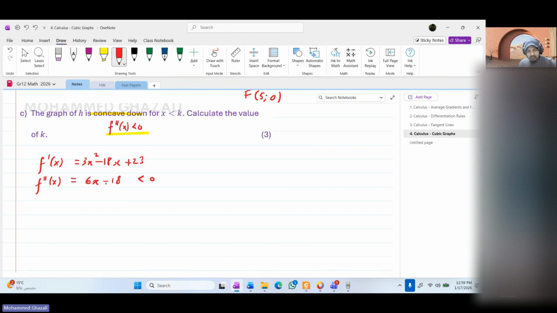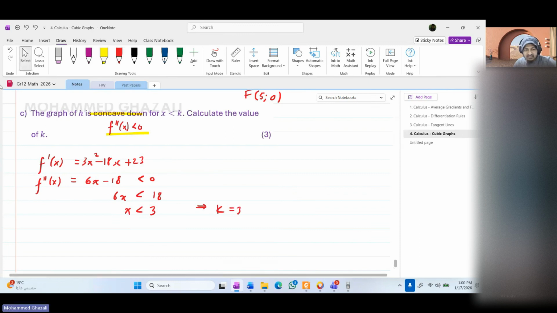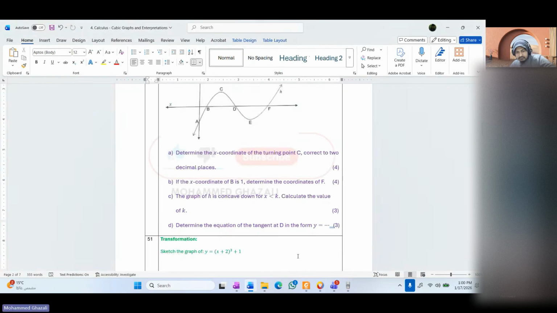So just solve the equation less than 0. So you got 6x less than 18, take that over. So x is less than 3. So calculate the value of k. This implies k is equal to 3. Easy. Okay. Last question.